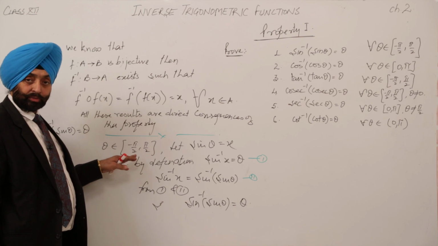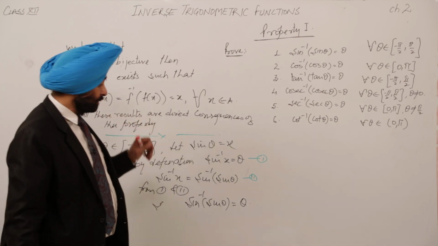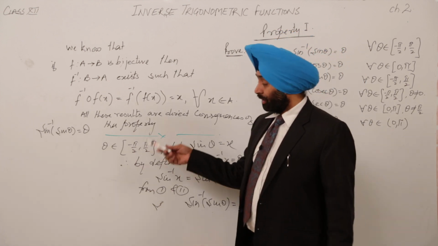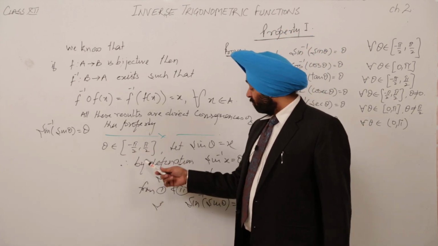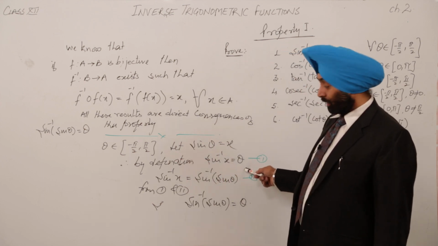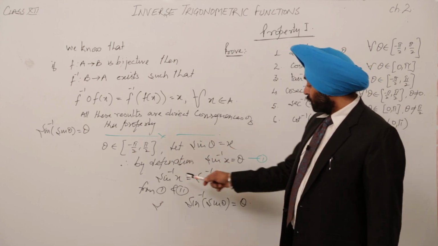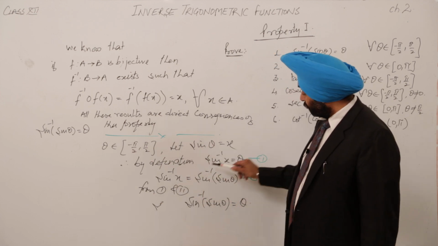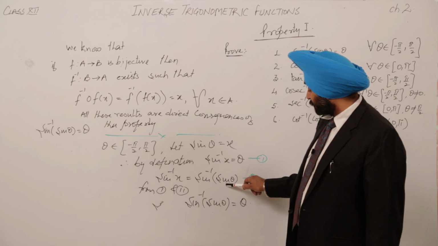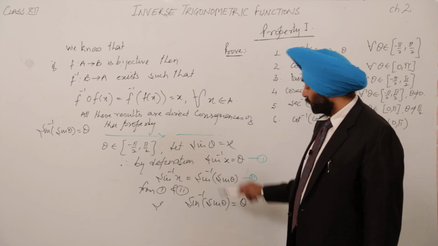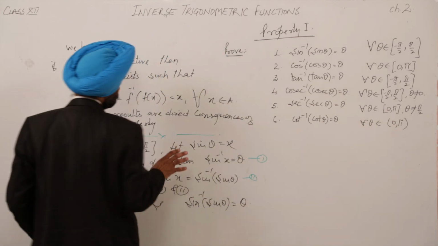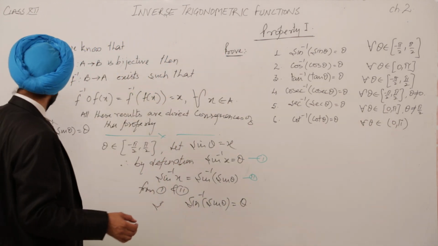Principal values are from minus pi by 2 to pi by 2 for the sine inverse part, and that is when it is invertible. So by the definition we have sine inverse x equal to theta as sine theta is equal to x. Now in sine inverse x, in place of x I put sine theta. So sine inverse sine theta is equal to theta. Now I have proved this, and it is very simple for you.